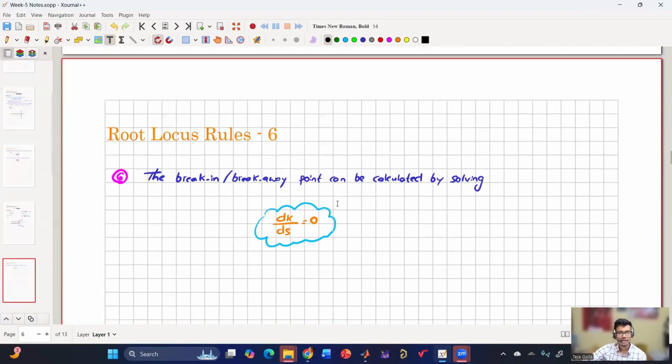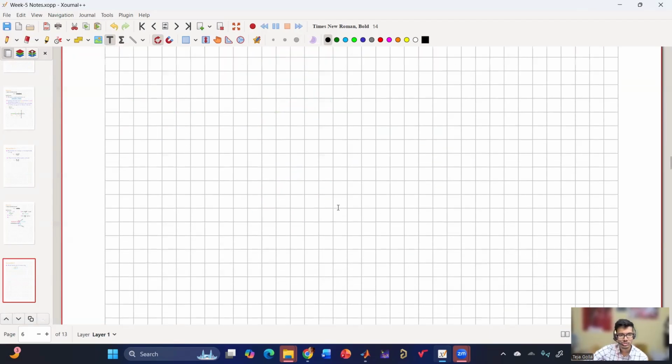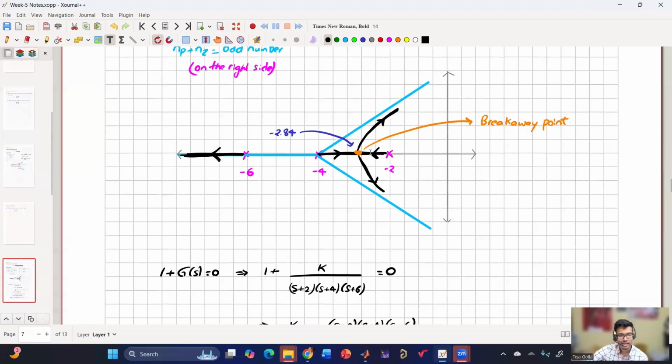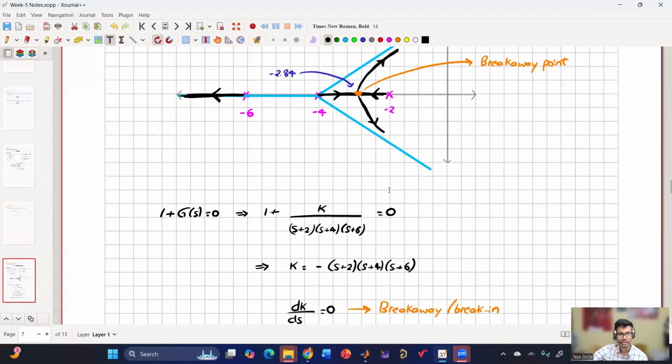Sixth rule is about the breakaway point, and we have to solve dk by ds equals 0. And we have to see whether the solution is part of the root locus or not. If it is not part, then we can discard it. If it is a part, then it will have some significance. And then we have solved another problem, and we have seen where they are hitting and how they are moving.